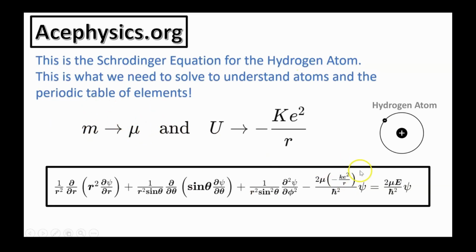The reason we do that is because classically, if this electron is rotating around the proton, it's not actually rotating around the center of the proton. They're both rotating around the common center of mass, and the center of mass is slightly off center. It's slightly away from the center of the proton.